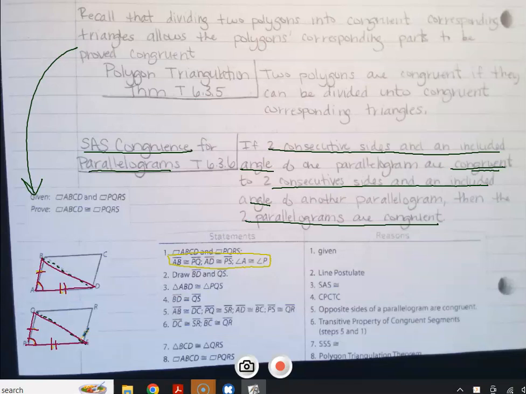So the fact that DC is congruent to SR, they knew they were parallelograms. Okay. And then side congruence for the triangles. And then they proved the polygon triangulation theorem, that two polygons are congruent if they can be divided into congruent corresponding triangles. So they proved that.